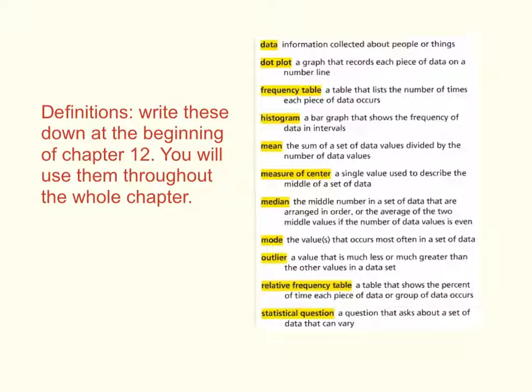Okay? You're going to learn what a dot plot is, a frequency table, a histogram. These are all different ways to display data. You're going to learn the mean, measure of center, the median, the mode, the outliers, the relative frequency table, and today we're going to be talking about statistical questions. Okay? A statistical question is a question that asks about a set of data that can vary. Now, vary is that word meaning to change.